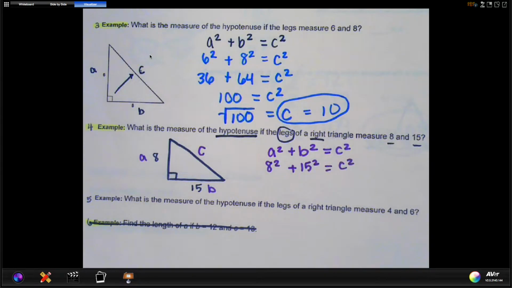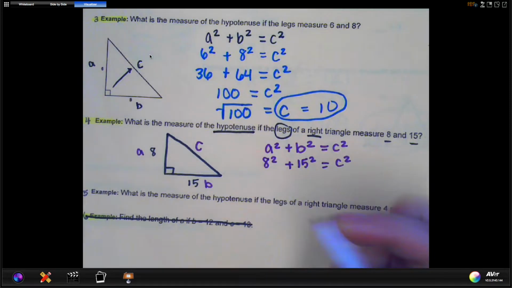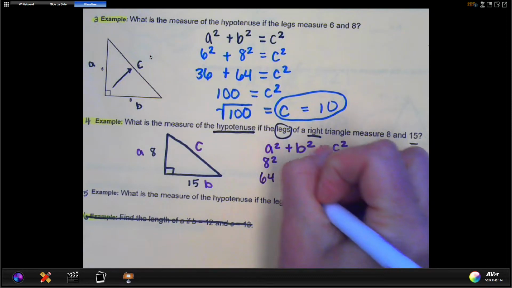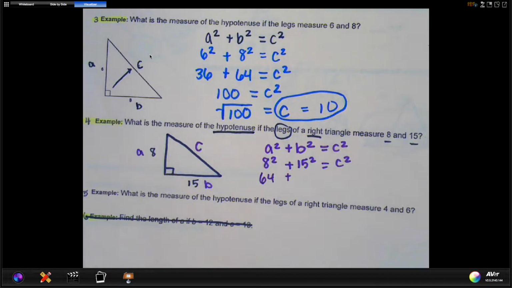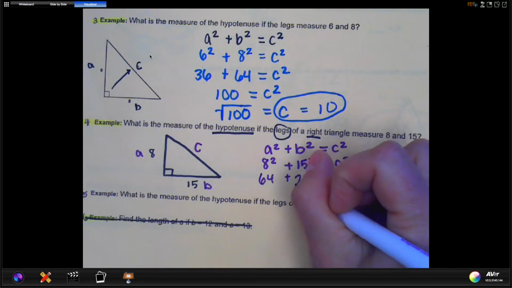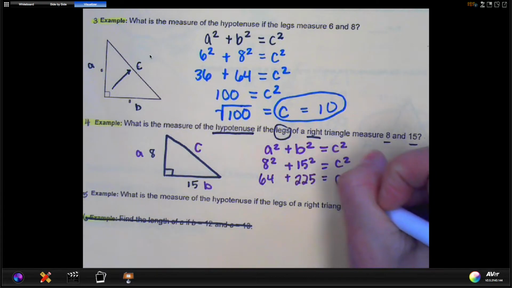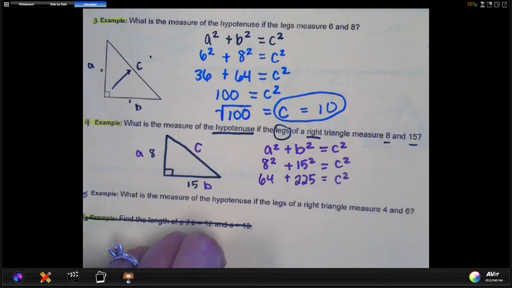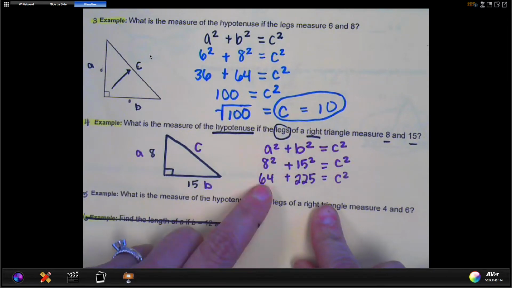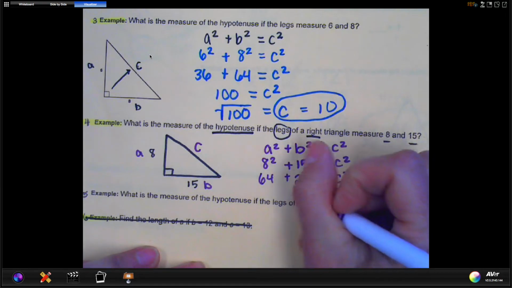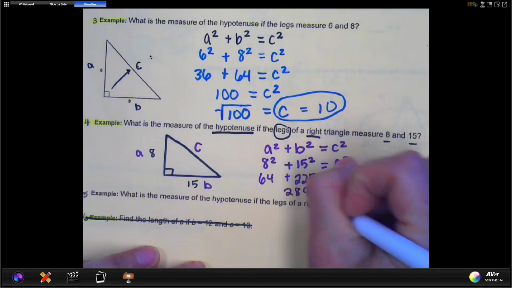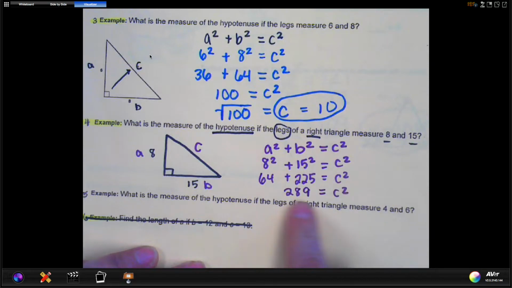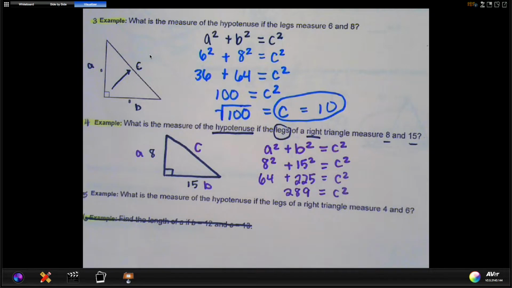Now, using your calculator or your brain, 8 squared, or 8 times 8, is 64. 15 squared, using your calculator or using your brain, is 225. And C squared we don't know yet. Now, since these are on the same side of the equal sign, we can add them together. So 64 plus 225 is 289. And that is C squared. That means that something times itself is 289. We need to figure out what that something is.